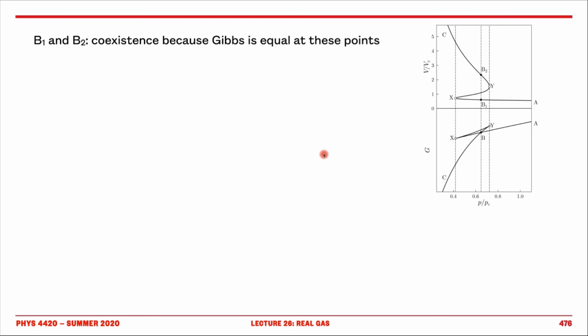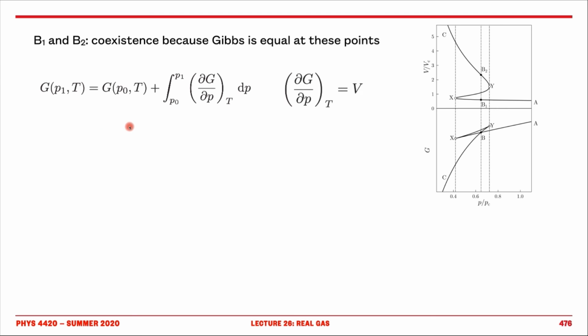Now let's study this a little bit more quantitatively. So we know that the Gibbs function is equal at those points. Now we can also calculate the change in the Gibbs function when we go between one pressure and another, and of course this is just a definition from calculus, the fundamental theorem of calculus. And we can also remember that from the definition of the Gibbs function, the derivative of the Gibbs function with respect to pressure at constant temperature is the volume.